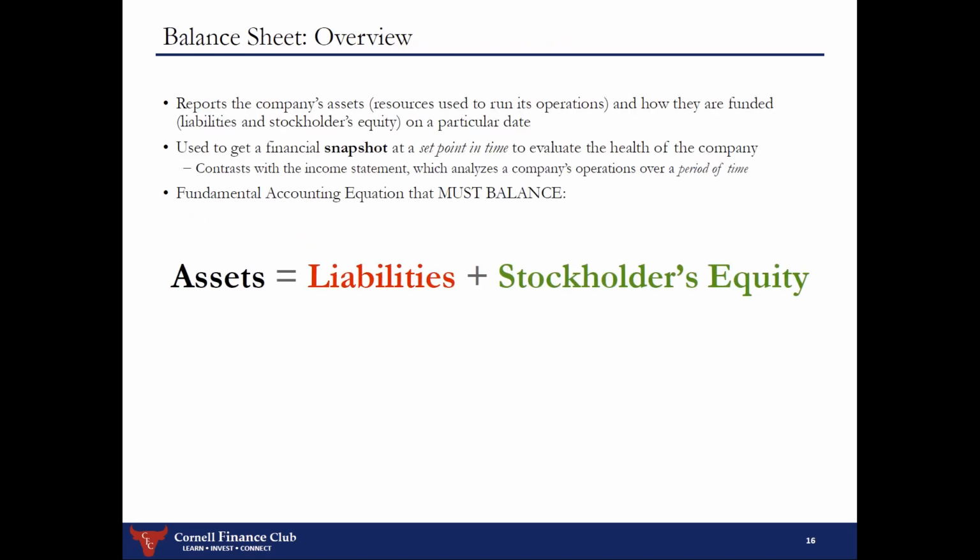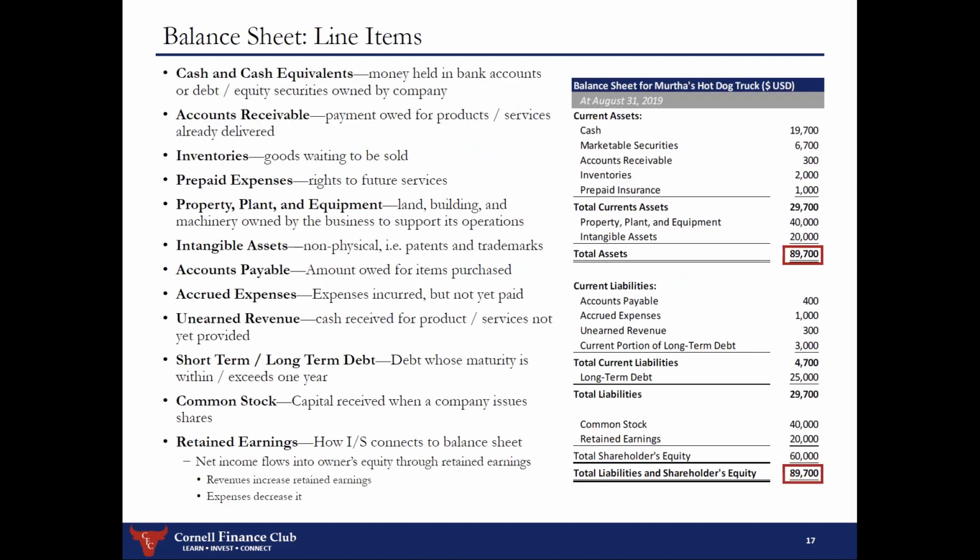And now let's move on to the balance sheet. So the balance sheet is to report the company's assets and how they are funded, so liability and stockholders' equity on a particular date or a particular point in time. So this is usually a financial snapshot at a set point in time to evaluate the health of the company, which contrasts with the income statement and later the cash flow statement, which analyze the company's operations over a period of time. So if you take away anything from today, the fundamental accounting equation that must balance is that assets equal liabilities plus stockholders' equity. So the company's assets and how they're funded.